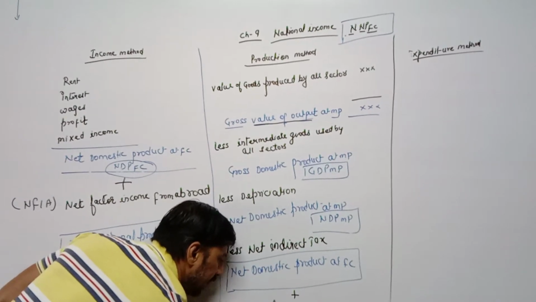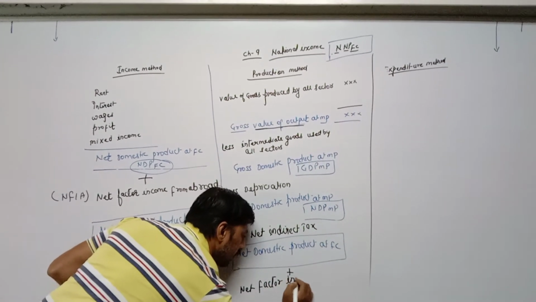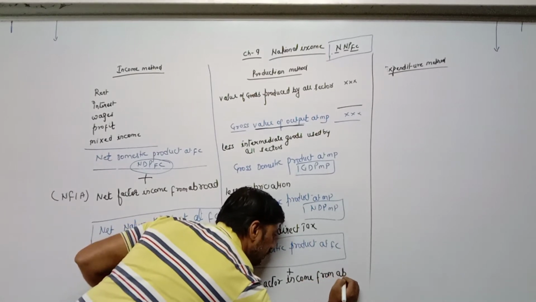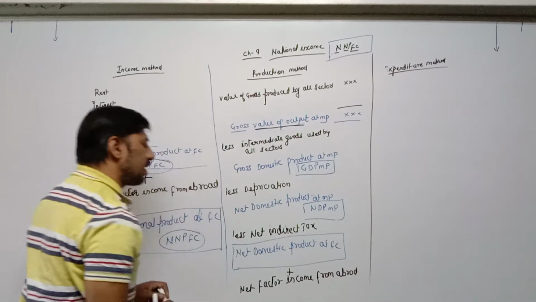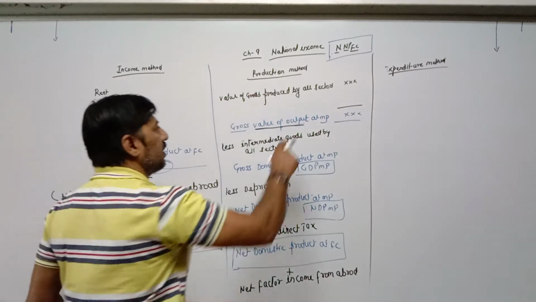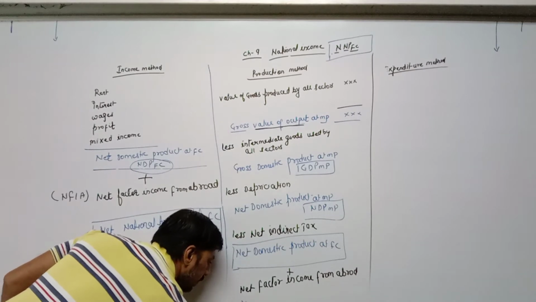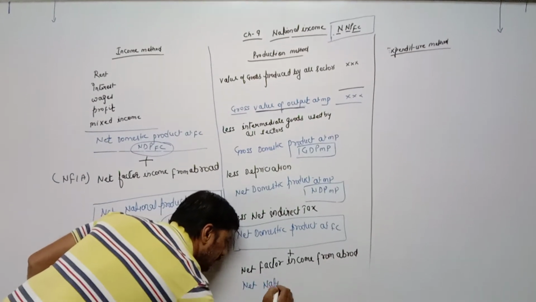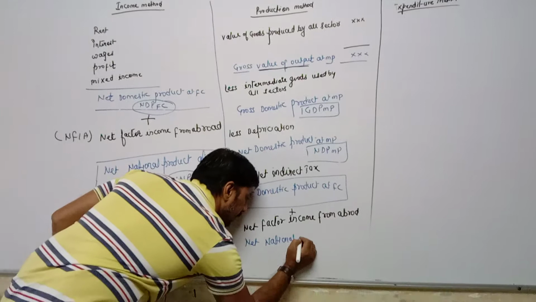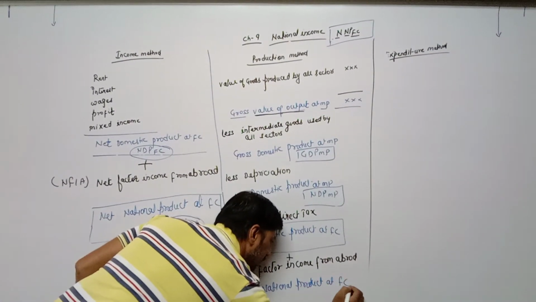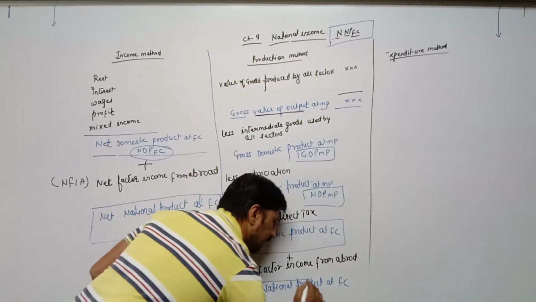Net factor income from abroad. When we add net factor income from abroad, finally we will get national income or NNPFC, net national product at factor cost. This is the final answer.